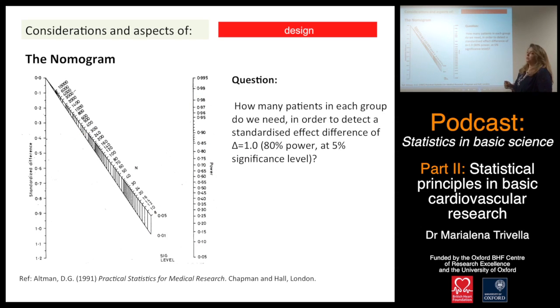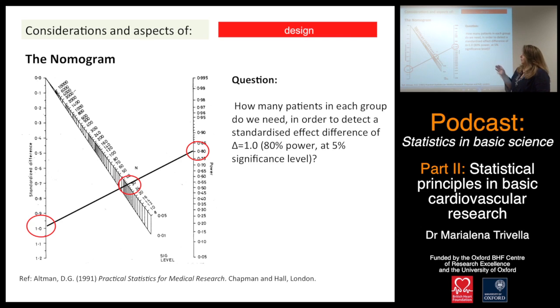The question is, how many patients in each group do we need in order to detect the standardized effectiveness of delta equals 1 with an 80% power and a 5% significance level, the significance level being the alpha. On the left-hand side and on the right-hand side, we have the standardized difference axis and the power axis. So if we locate those, we can then draw a line between the two, and depending on the alpha that we chose, in this case the 5%, we see where the line we draw cuts the sample size line, and that is the number of people that we need.